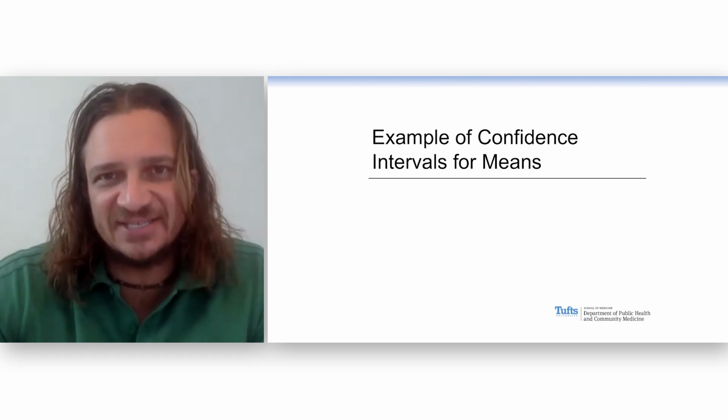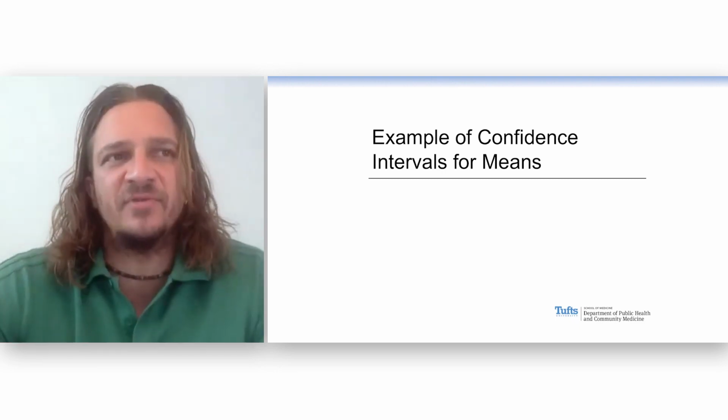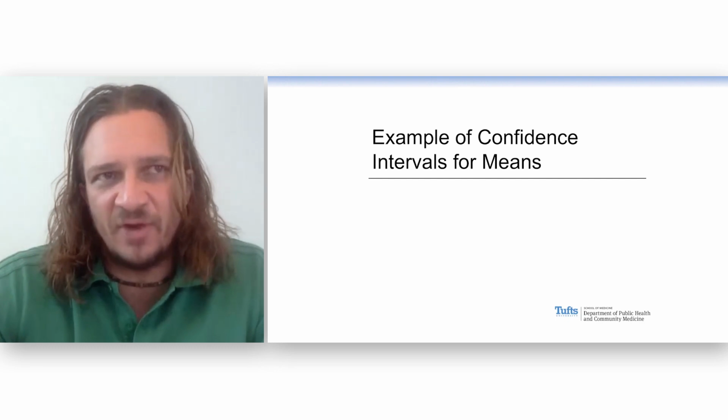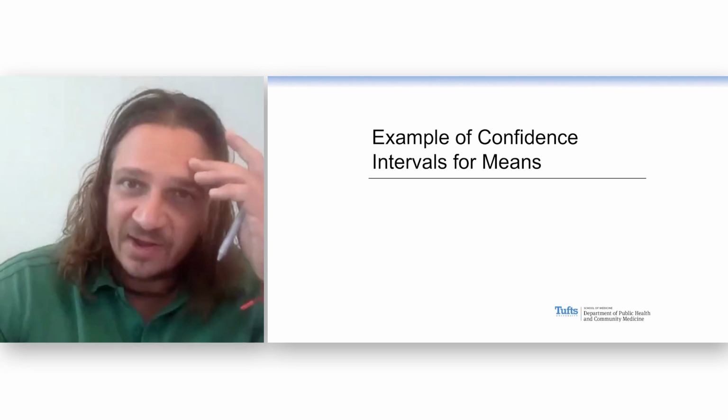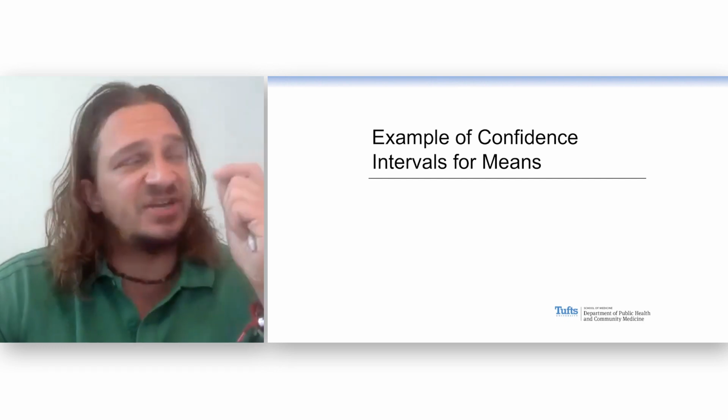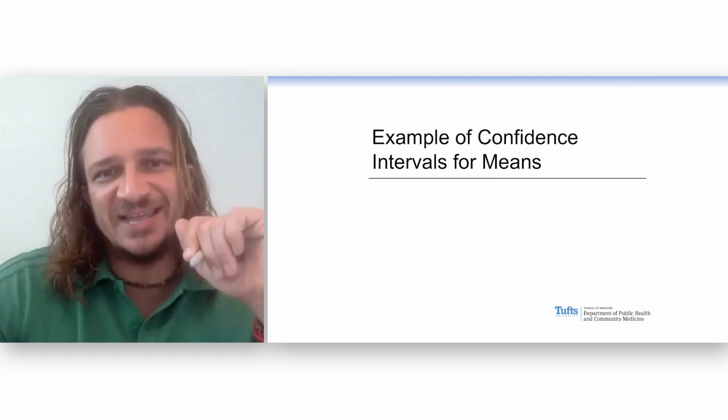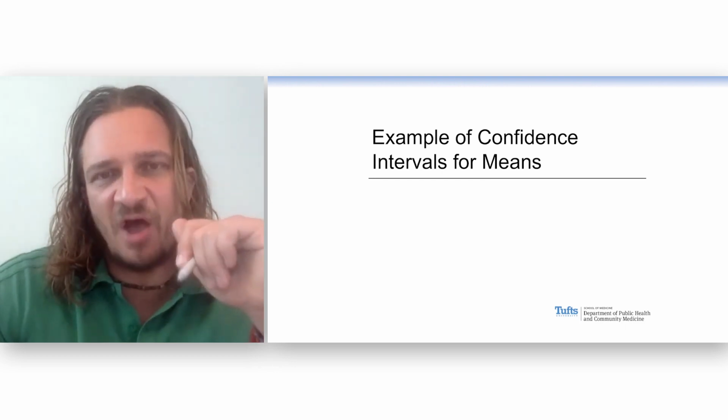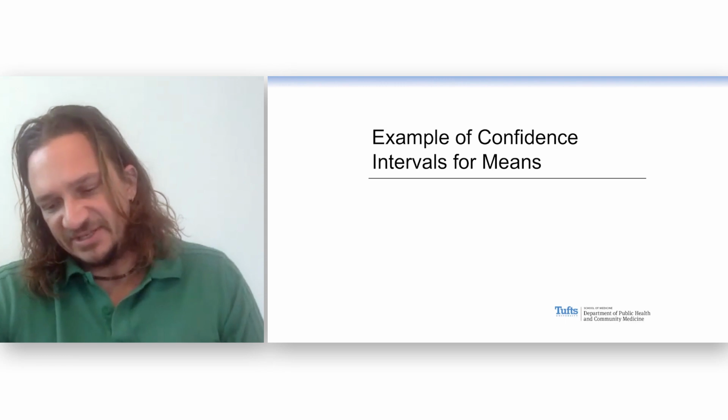You could take a census and go out and get everybody in the population and find out what that parameter is. But usually we take a sample instead. It's more efficient, it's cheaper, and it's easier. But we're going to look at some examples of confidence intervals for means.